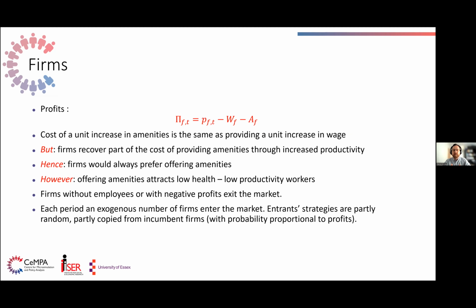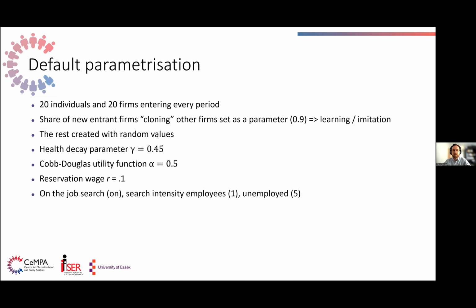The exit condition is such that firms without employees or with negative profits exit the market, and each period a pre-specified number of firms, in this model 20, enter the market. And as I already mentioned, the strategies of these new firms are partly random and partly copied from incumbent firms. And in this specification, 90% of new entrants copy strategies of existing firms with probability proportional to profits, and that's how they evolve over time.